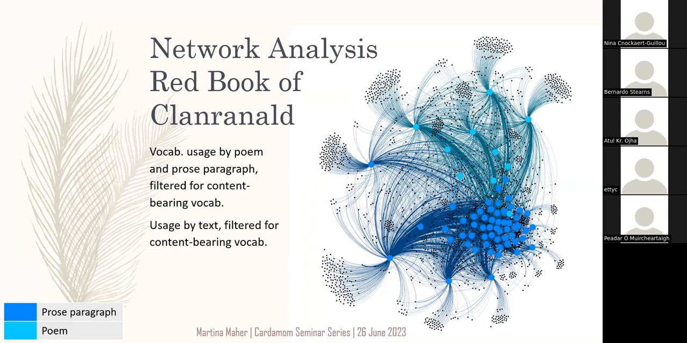So the Gephi graph that you are seeing on screen here shows the prose paragraphs from the Red Book of Clanranald, and the embedded poetry from that same book.